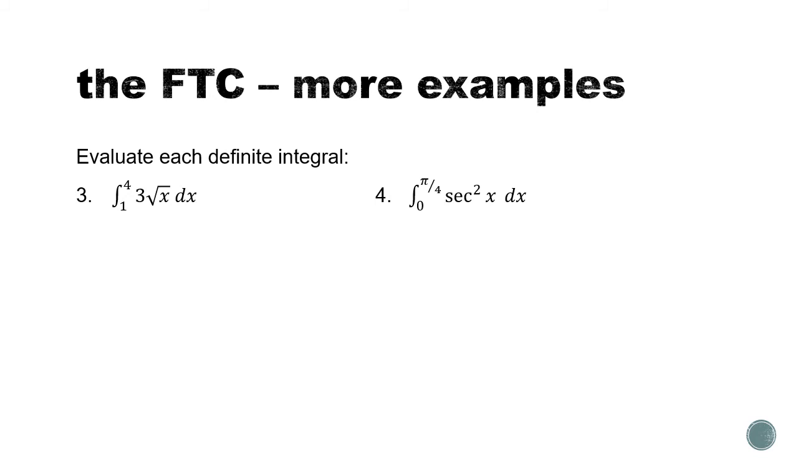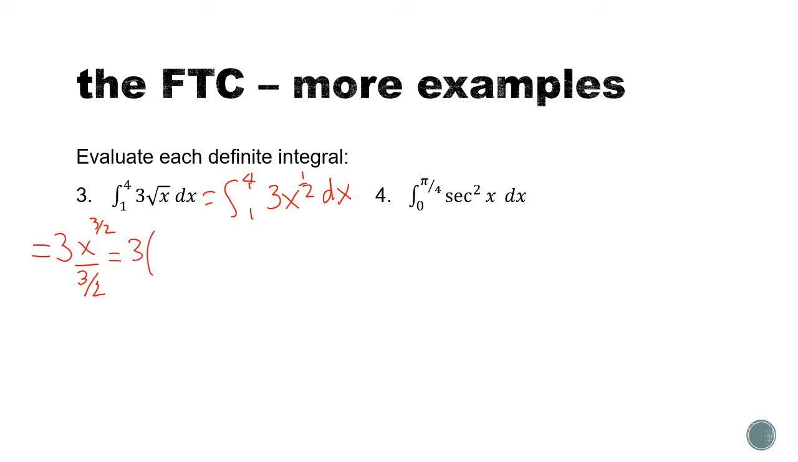Okay, here's a couple more examples. So for this one, I'm going to fix this first. So it goes from 1 to 4, and that's 3x to the 1/2. Now I'm going to take the antiderivative, keep the 3, and that'll be x to the 3/2 over 3/2. But I need to fix that so it'll be a little easier to work with. I'm going to show you the steps.